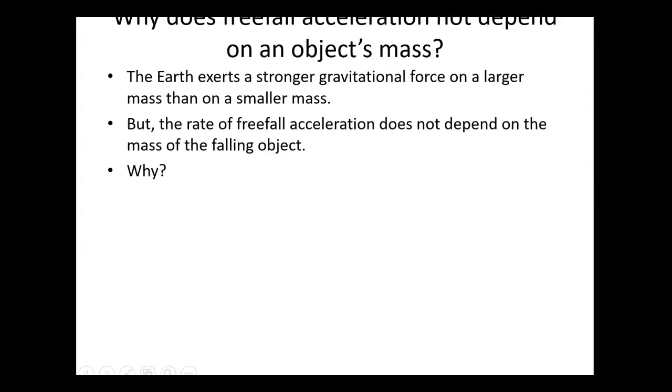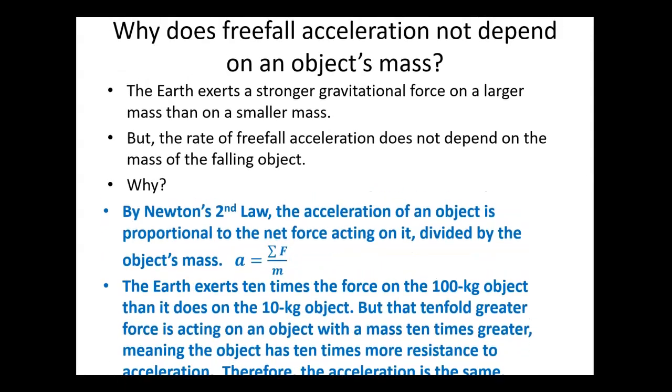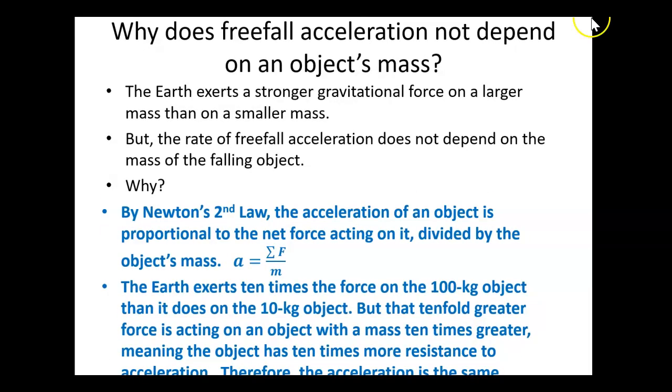So why does the free fall acceleration not depend on an object's mass? Because we can see that the gravitational force that the Earth exerts is larger for a larger mass than it is for a smaller mass. But we've learned that the rate of free fall acceleration is supposed to be constant and not depend on the mass. Well, if we look at Newton's second law, we know that acceleration is proportional to the net force, and it's inversely proportional to the mass.